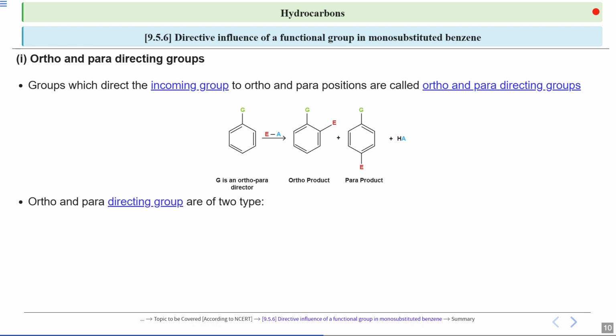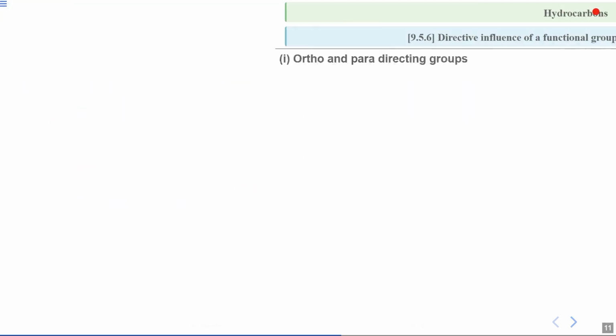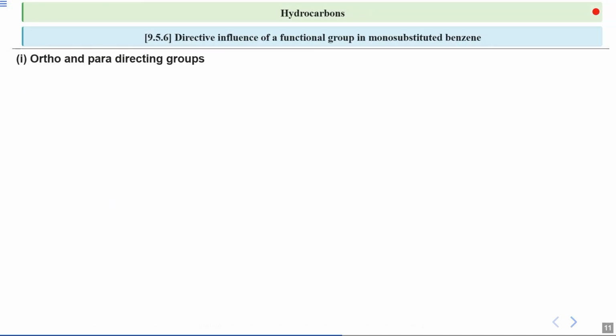Now your ortho-para directing groups have some deviation from the activating part. So they can also be of two types. There can be cases where it is an activating group or it can be a deactivating group. We will talk about those. There is only one example where ortho-para directors are deactivating. So, continuing looking at the ortho and para directing groups.